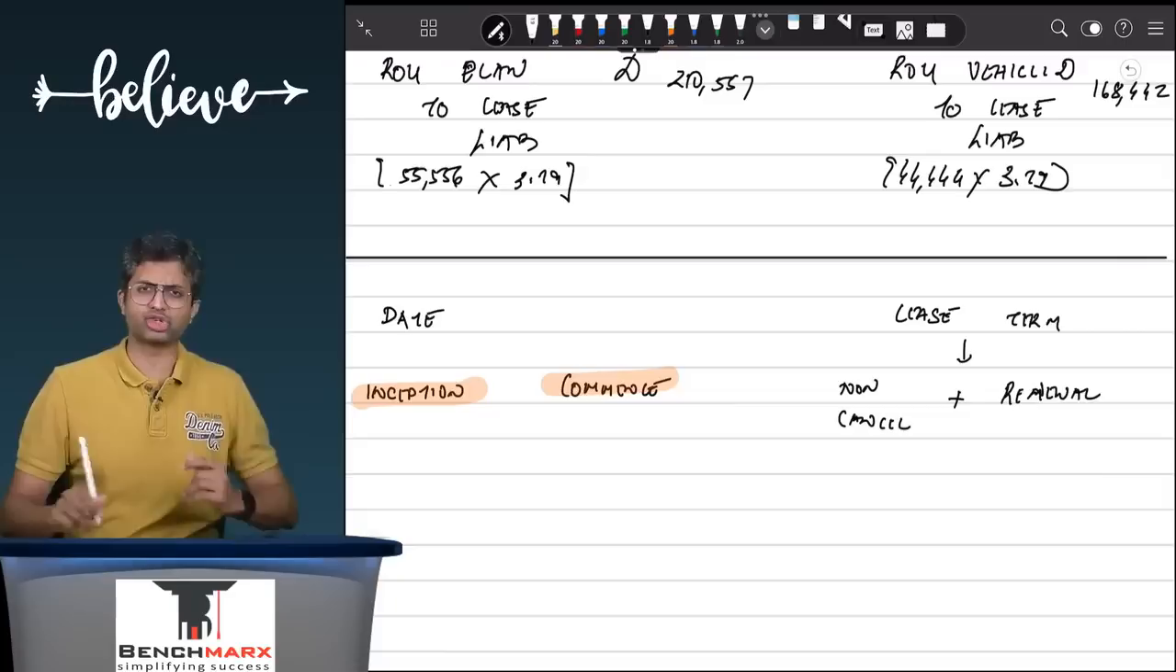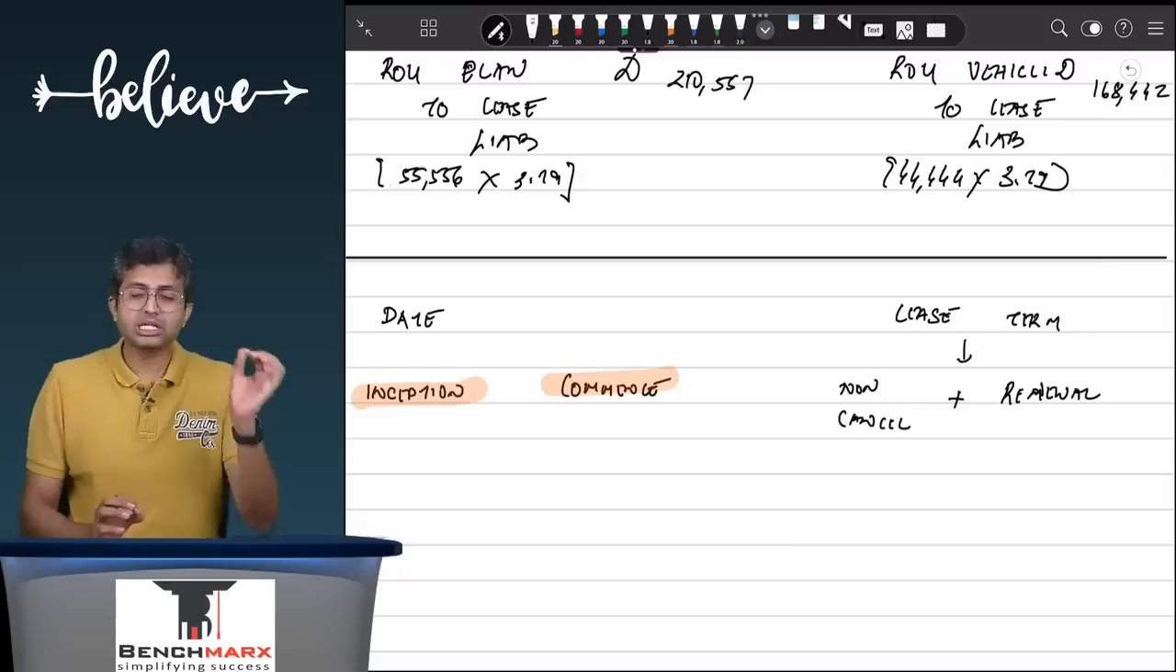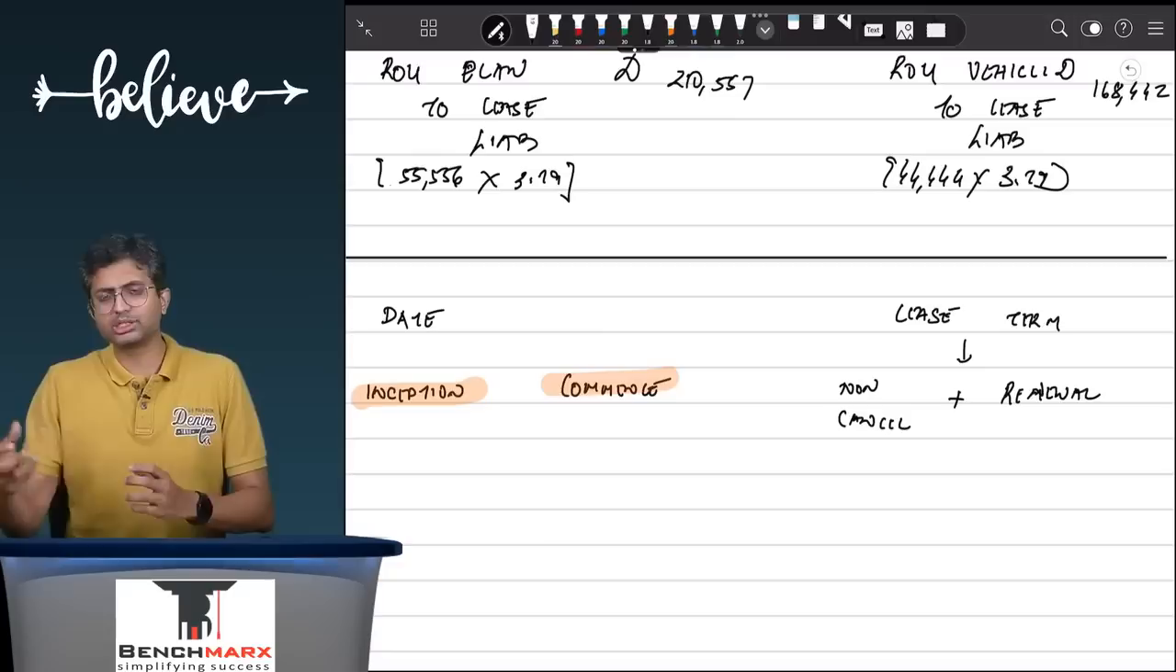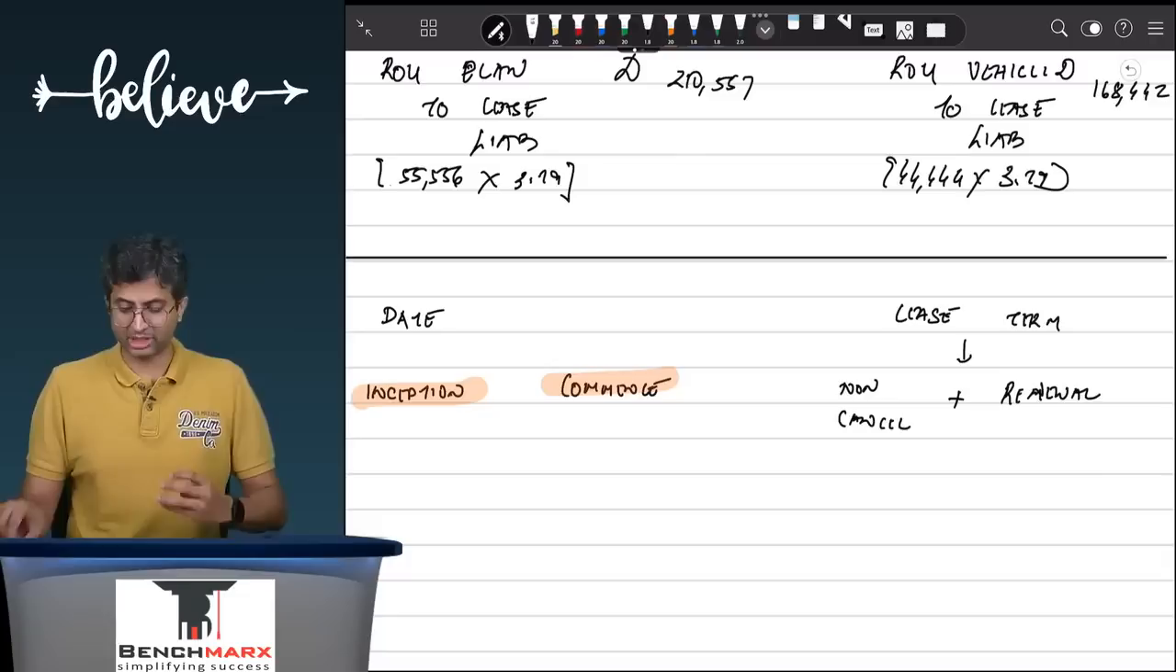Should that be a part of the lease? Well, it depends. If there's a significant economic incentive for you to exercise the renewal option or not exercise the termination option, that is when you will include. For example, the rentals in the renewal period are at a substantial discount. It is very likely that you will exercise the renewal option, in which case you will take 5 plus 5, that is 10 years as a lease term.